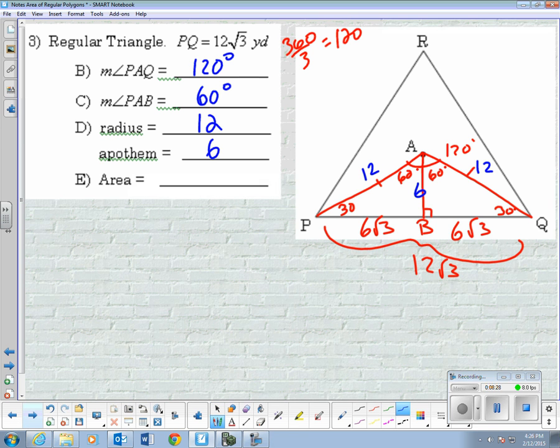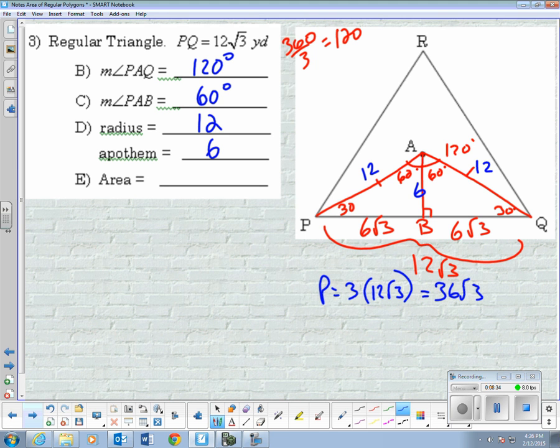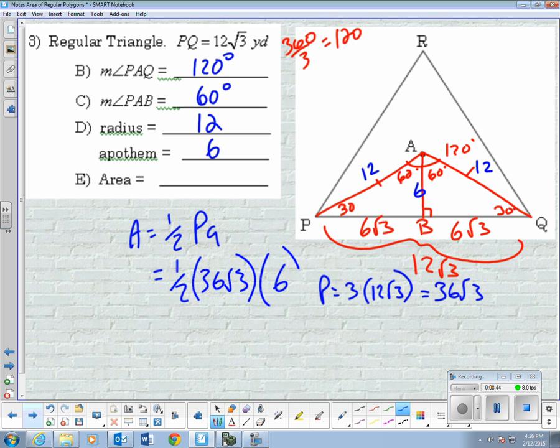So our perimeter is 3 times 12 square root of 3, which is 36 square root of 3. Our area is 1/2 PA. 1/2, my perimeter is 36 square root of 3, my apothem was 6. We can take 1/2 of 6 and make this 3. And so when we work this one out, we get 108 square root of 3, and of course we have yards squared since this is area.